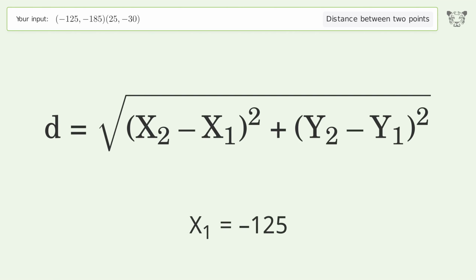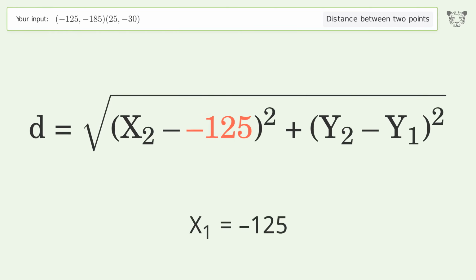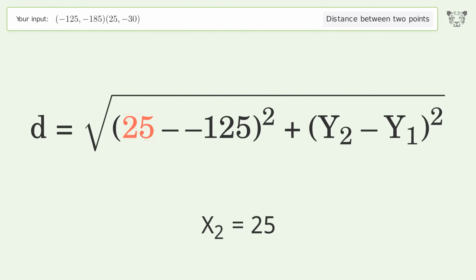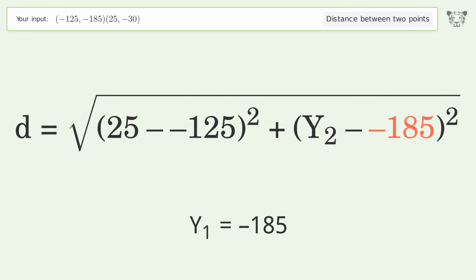x1 equals negative 125. x2 equals 25. y1 equals negative 185. y2 equals negative 30.